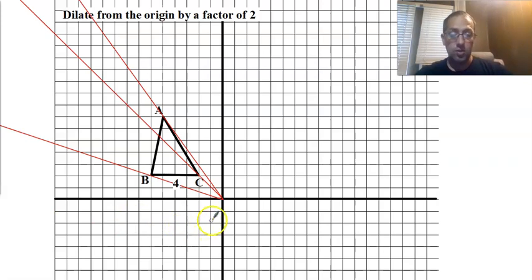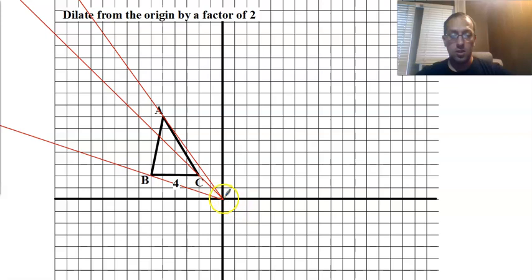So the way this works, the ratio is not just for the sides of the shape. It is also for the distance from the point to the center of dilation. So the scale factor of 2, not only does that mean that our triangle is going to be 2 times bigger than the pre-image, it also means it's going to be twice as far from the center of dilation.